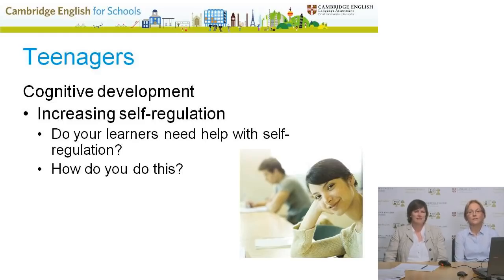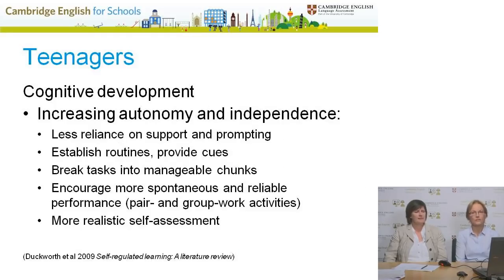Now that you have come up with some interesting ideas, let's talk some more about learner self-regulation and how it can be achieved in the classroom. Here are some ideas about how you can increase learner autonomy and independence. First, gradually reduce the level of support and prompting. And you can do that by establishing routines and providing cues as a reminder of what the students need to do themselves. It may also help to break tasks into manageable chunks and allow learners to work through activities at their own pace.